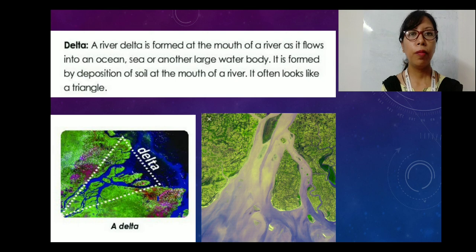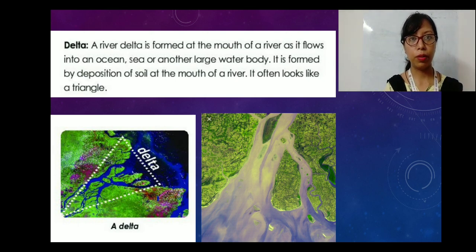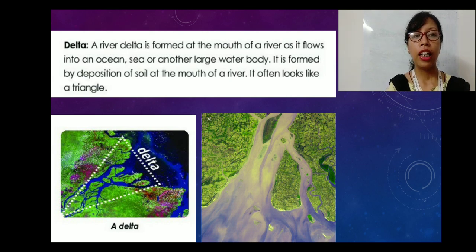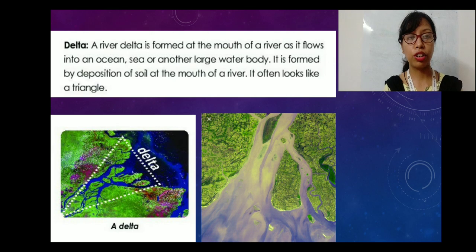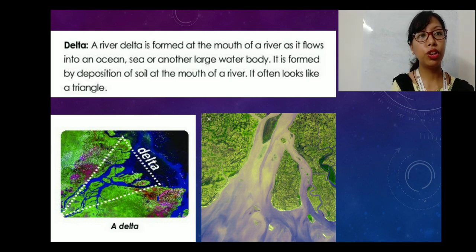Okay. So when it flows through the land, it has to reach the largest water body, an ocean, sea, or any other large water body. So at the mouth, where the river flows into the ocean, sea, or the large water body, the delta is formed there. It is formed by deposition of soil.